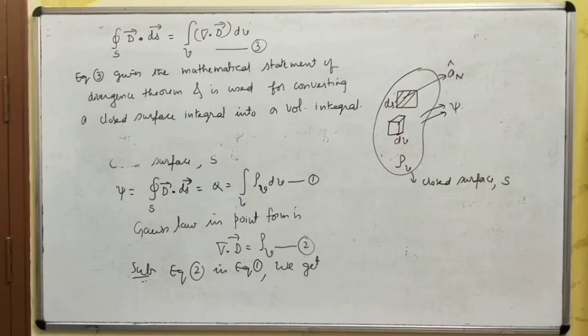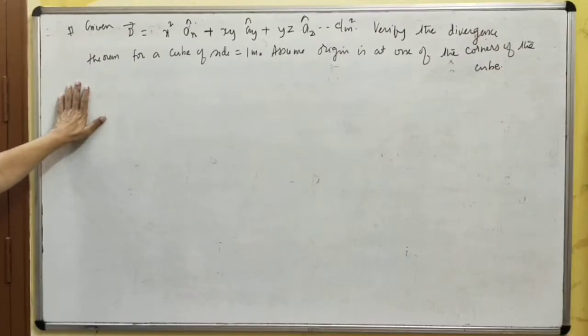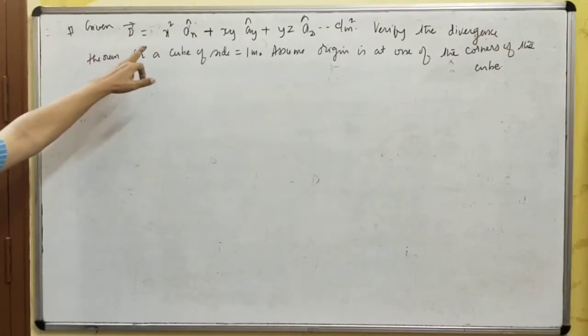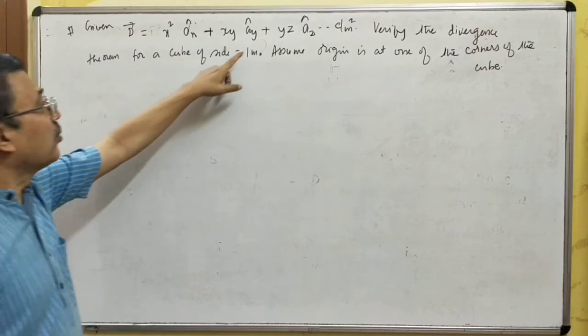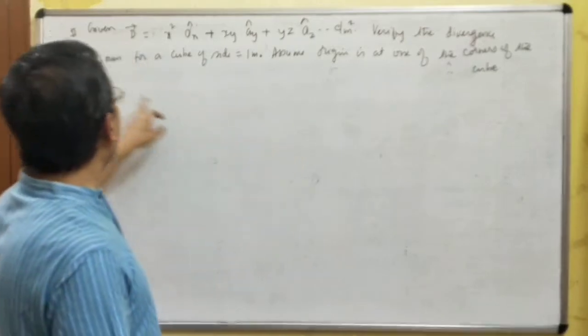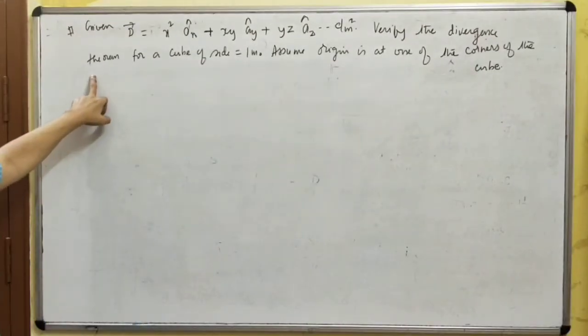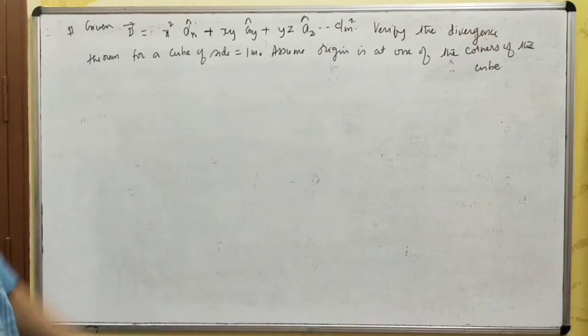This is about divergence theorem. Next we'll do a problem. Given vector D is equal to x square a_x cap plus xy a_y cap plus yz a_z cap coulombs per meter square. Verify the divergence theorem for a cube of side equal to 1 meter. Assume origin is at one of the corners of the cube.